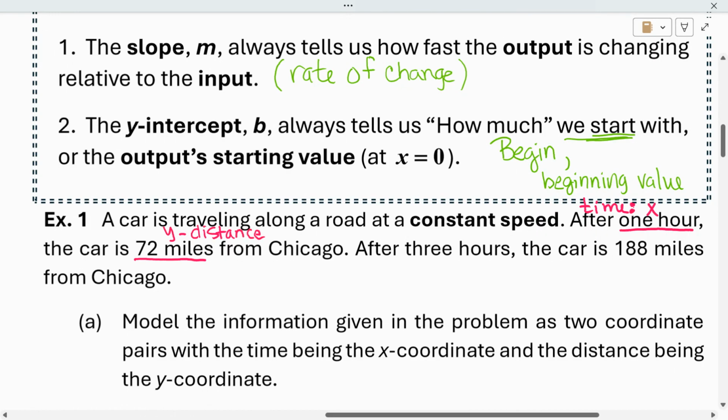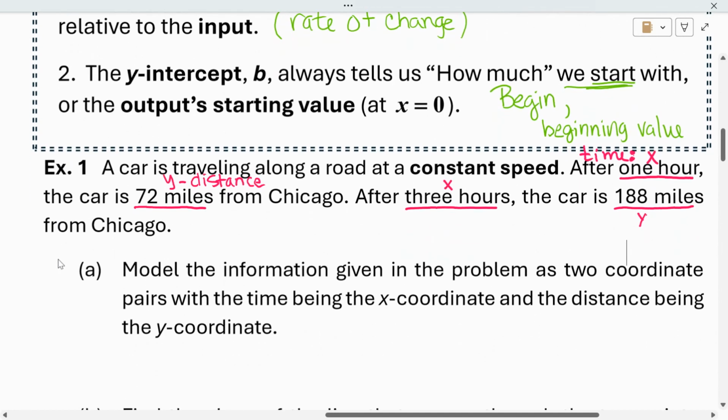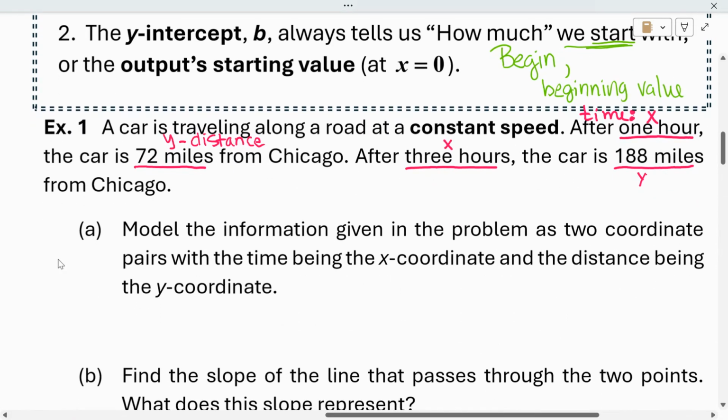Then our second ordered pair that we can see after 3 hours. Again, this is going to represent x, and 188 miles, this is going to represent our y. So question A says, model the information given in the problem as two coordinate pairs. Well, that's pretty easy for us to see. We have 1 and 72 as our first ordered pair. And we have 3 and 188 as our second ordered pair.